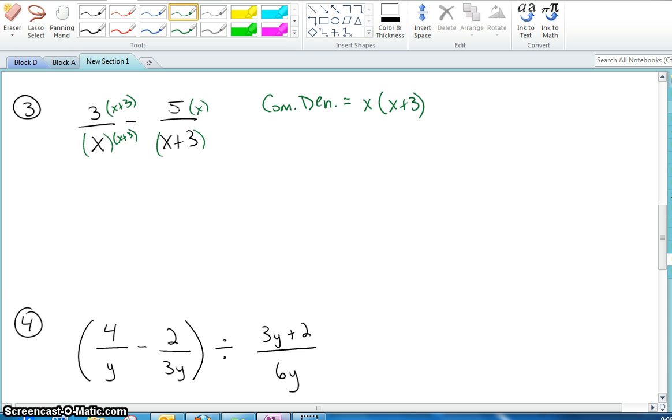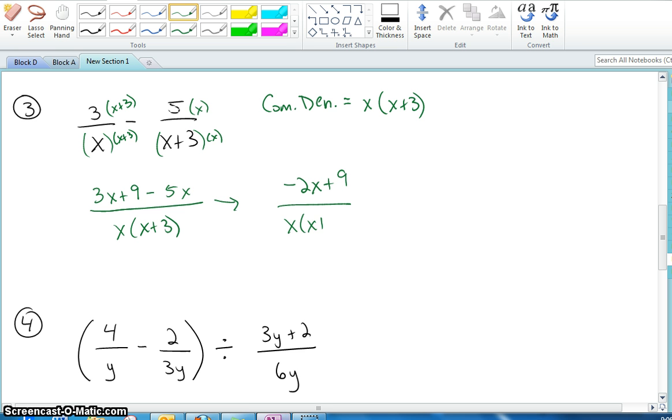Multiply my second fraction by x in the numerator and the denominator. And I have 3x plus 9 minus 5x all over x times x plus 3. Combine like terms. Negative 2x plus 9, over x times x plus 3.